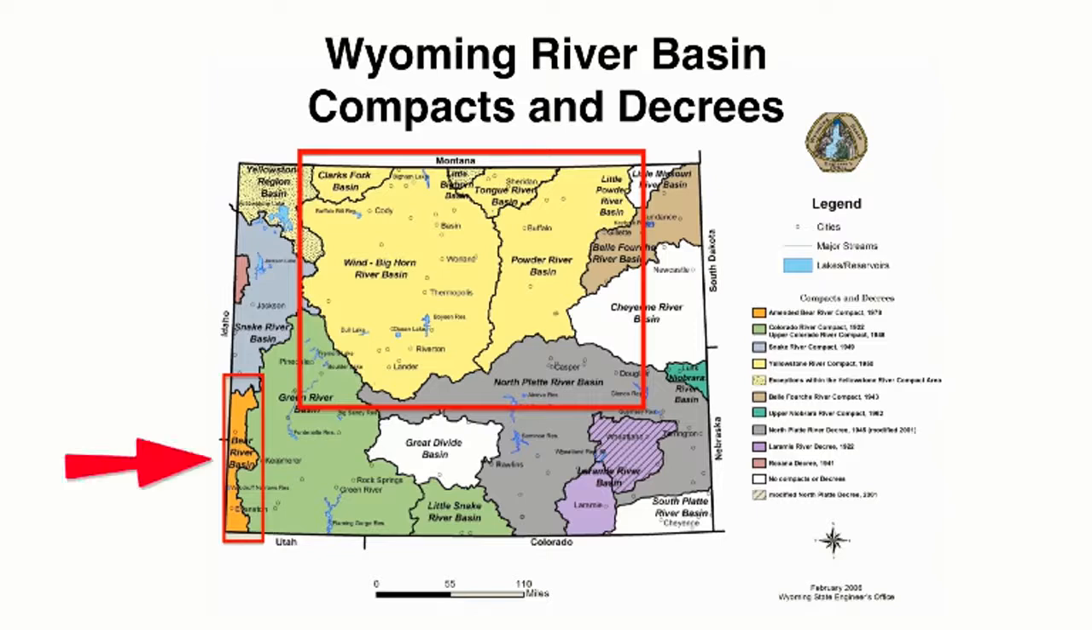The first being the Bear River down in the southwestern part of the state, and that river basin we share with Idaho and Utah. And the second is the Yellowstone River Compact. That's a single compact that covers 4 main tributaries that flow northward out of Wyoming and flow into Montana. So let's start with the Bear River Compact.